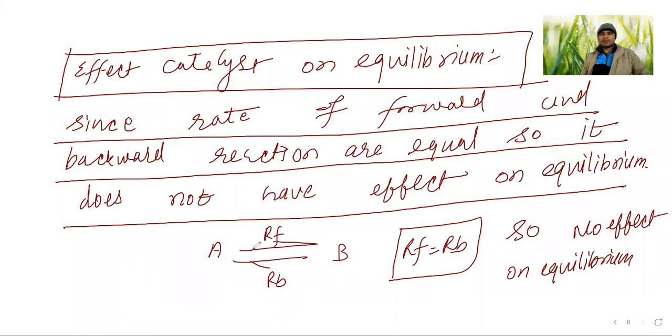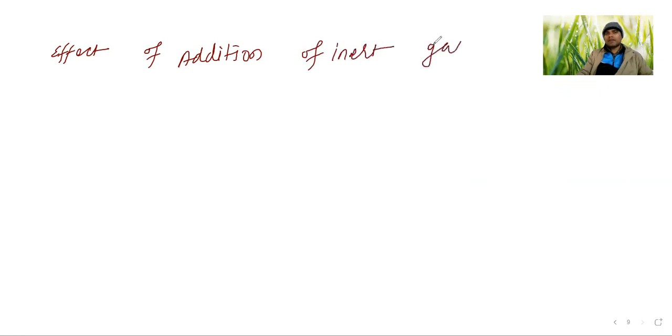Can I erase? Okay. So the last heading is there, the last point: effect of addition of inert gas. This is the last heading from the chemical equilibrium. Then tomorrow we will move to ionic equilibrium.